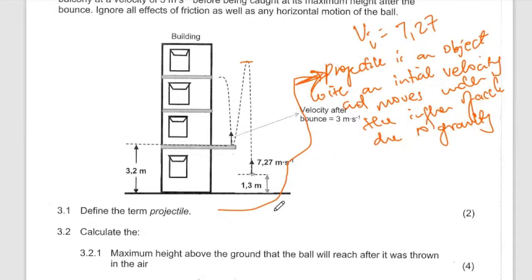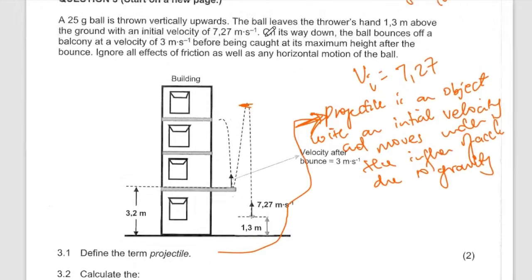Okay. Then third question, they want us to calculate the maximum height above the ground that the ball will reach after it was thrown in the air. Okay, so they want us to do this. So what we know about the initial velocity, we're told that the VI is 7.27 meters per second. They want the maximum height.